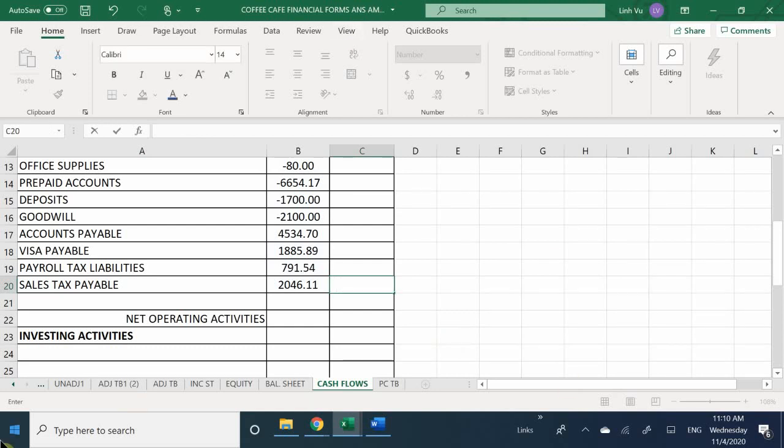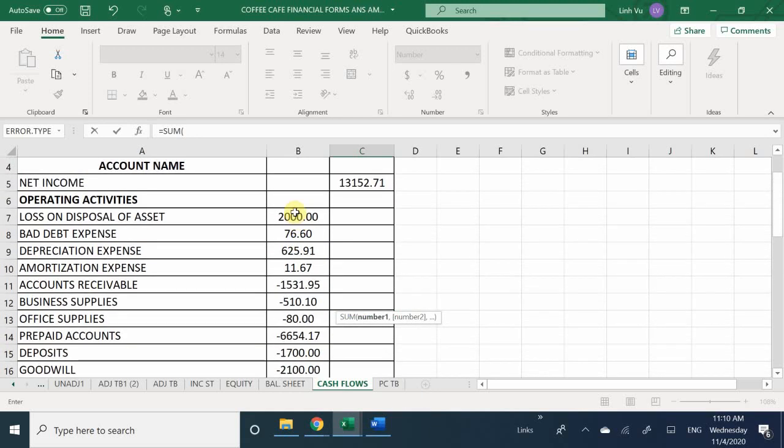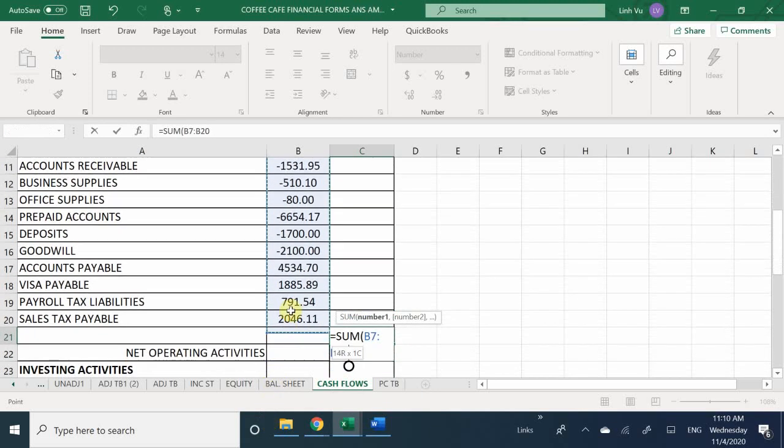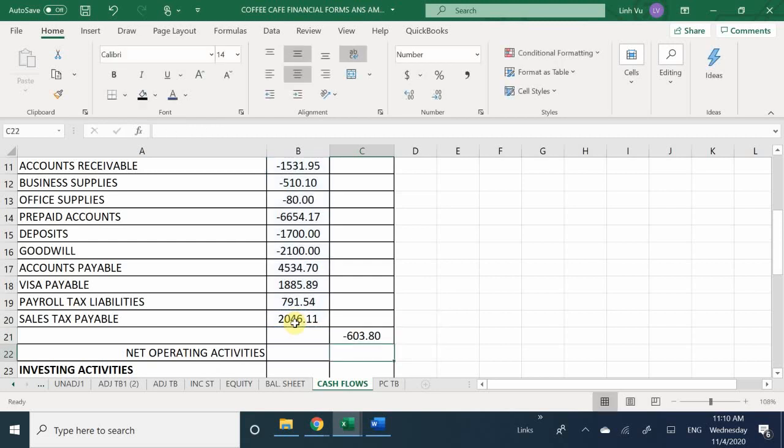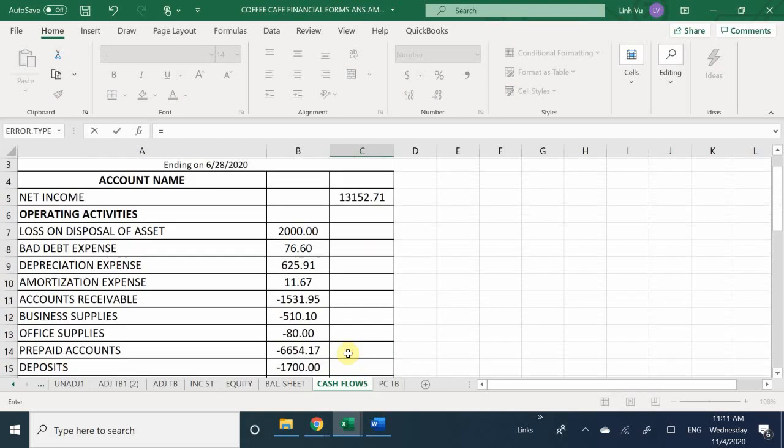I don't know why it's not colored. Okay, so equals sum. Okay, so I do my equal sum here in my right hand corner. So I have a negative 603, right? So net operating activities is what's going to happen. What is the difference between these two numbers?